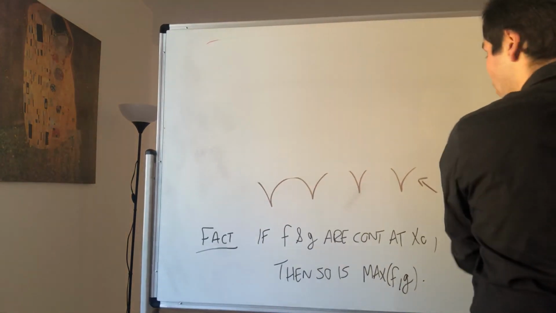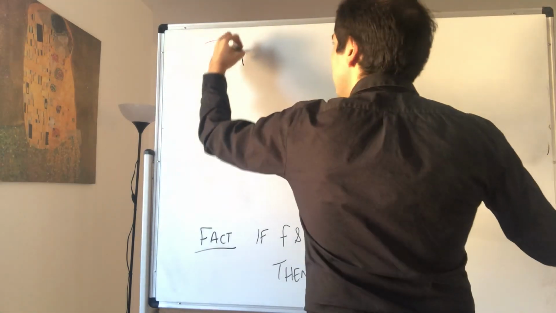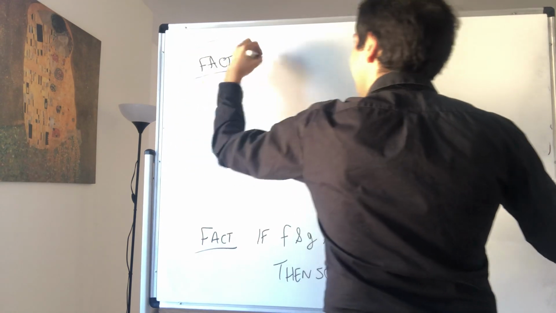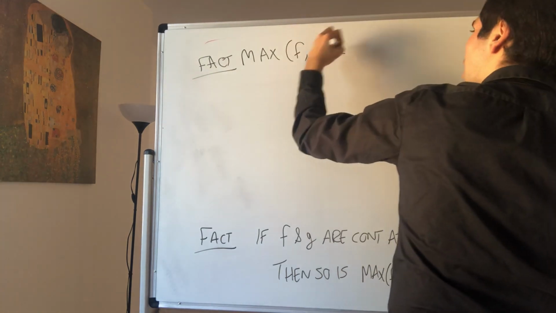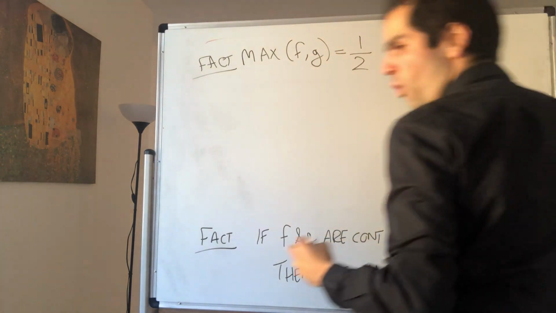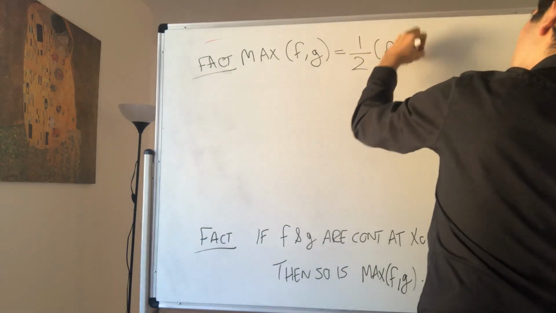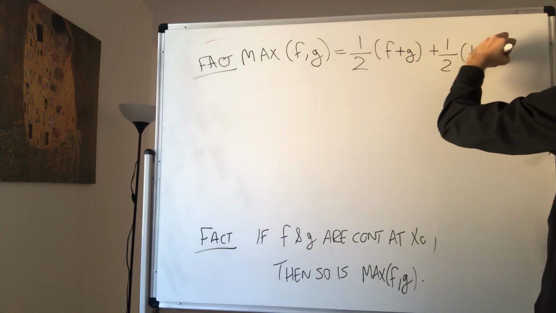it turns out there's a nice formula that relates the max with absolute values. So fact: the maximum of f and g is none other than just 1/2 of f plus g plus 1/2 of the absolute value of f minus g.